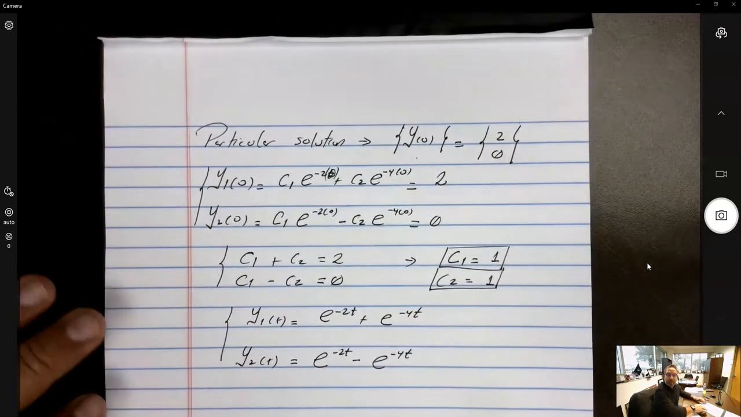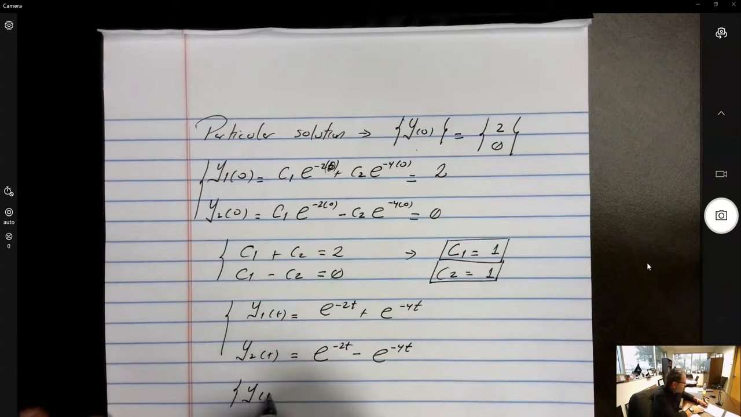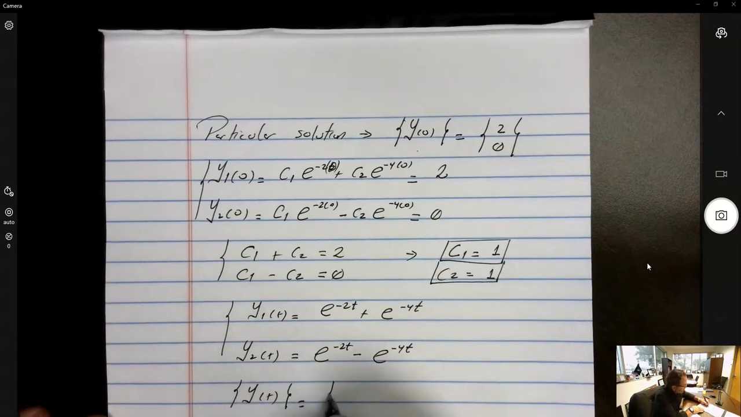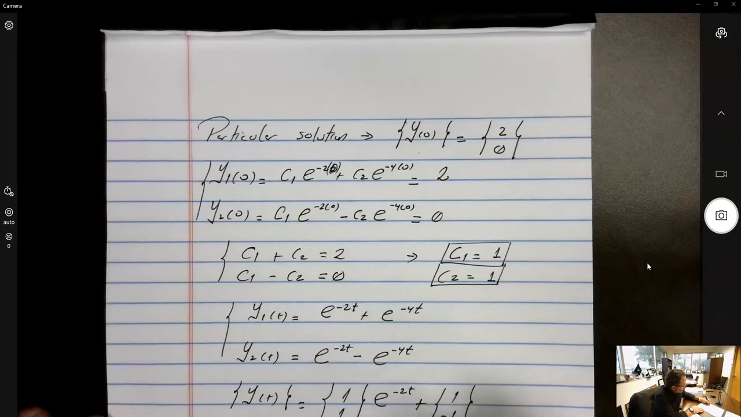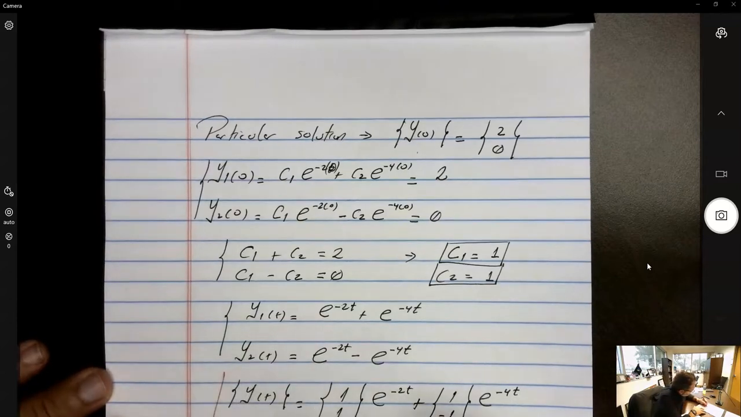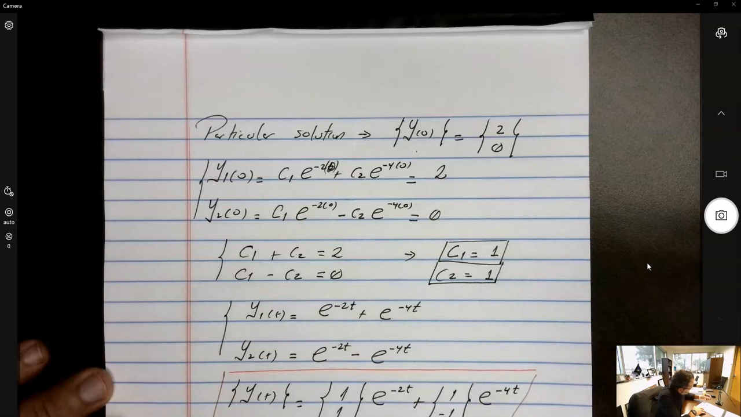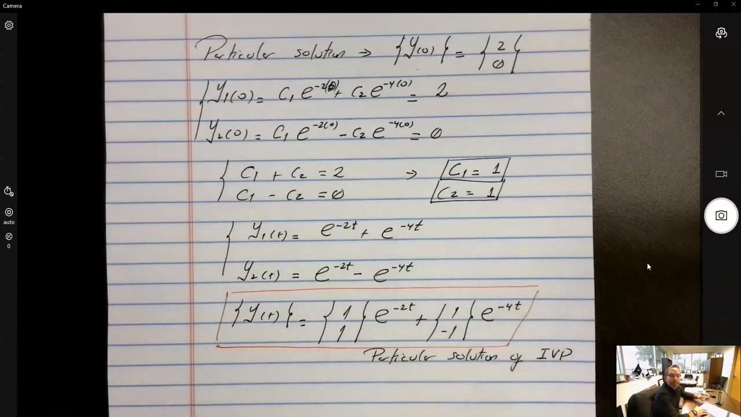That's the difference between the two equations. Or we can just pack this up into a single vector form. This will be 1, 1, e to the minus 2t, and this will be 1, minus 1, e to the minus 4t. And this is the particular solution of the initial value problem.